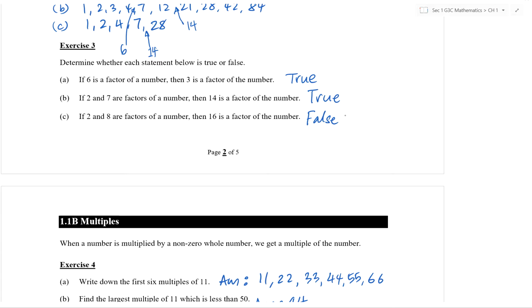It happens because 2 is a factor of 8. That is why we end up with this being false. Okay? But for part B, if you go and try it out, 2 and 7 are both factors. Then 14 will also be a factor, because 2 is not a factor of 7. That is why it is true in B, but it is false in C. Go and try listing out the factors and the multiples, and you will be convinced.